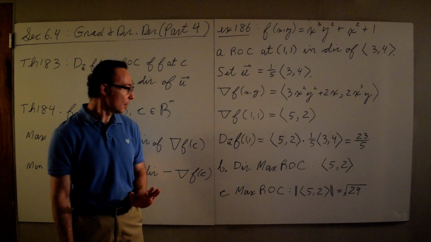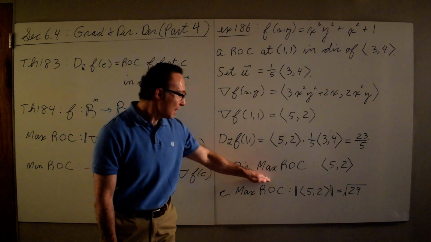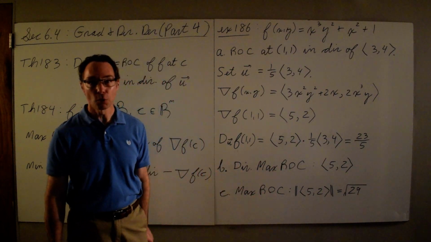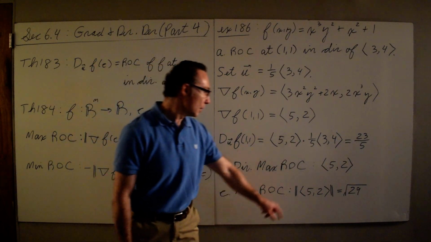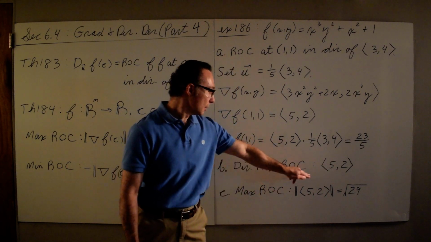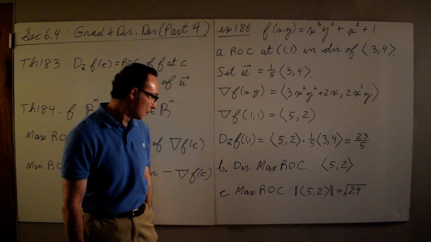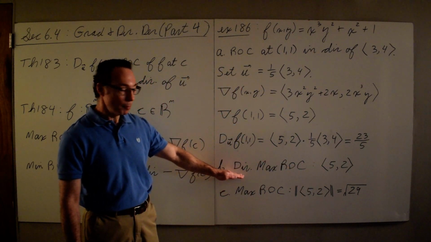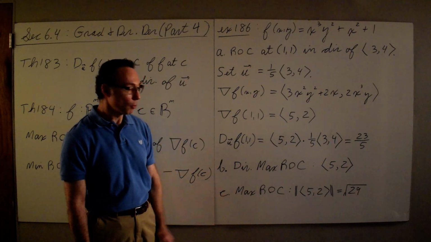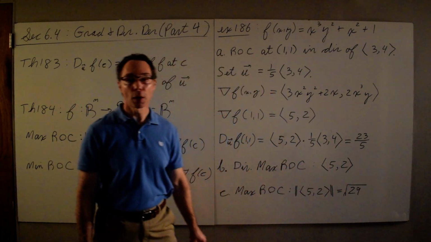It wasn't asked in the notes, but the direction of the minimum rate of change of f is going to occur in the direction of -(5, 2). In other words, take the opposite direction of this vector for the minimum rate of change. That is the direction of the minimum rate of change. What the minimum rate of change would actually be, though, is negative square root of 29.